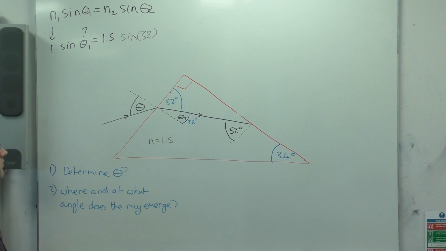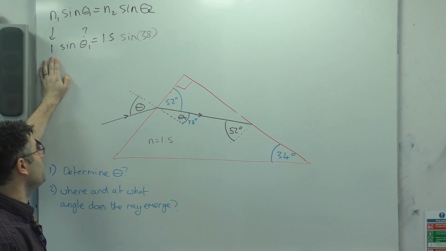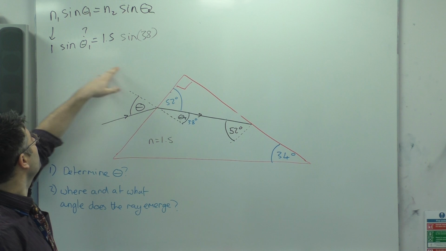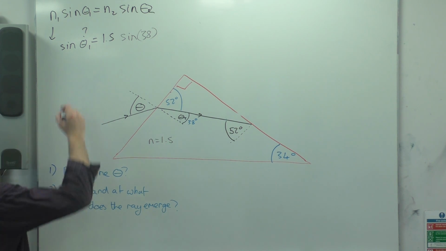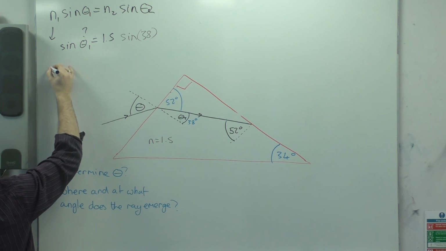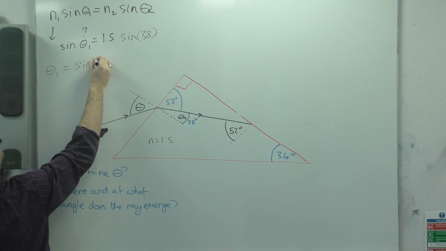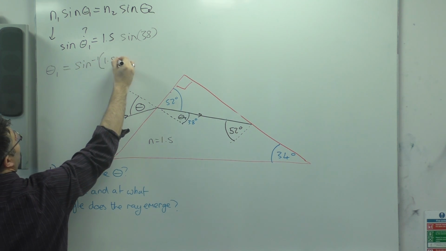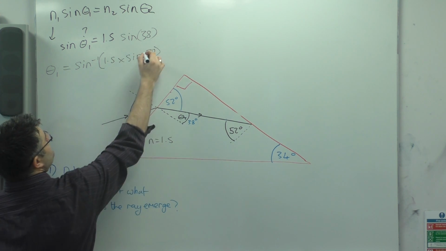So, what can we do with this equation? Well, we can get rid of a few terms. First of all, we need to get rid of this 1. We can get rid of this 1 by dividing both sides by 1, because anything divided by 1 is itself. Then we end up with theta on its own. Obviously, to find an angle as part of a sine function, theta 1 will be equal to sine to the minus 1 of 1.5 times sine 38 in this case.